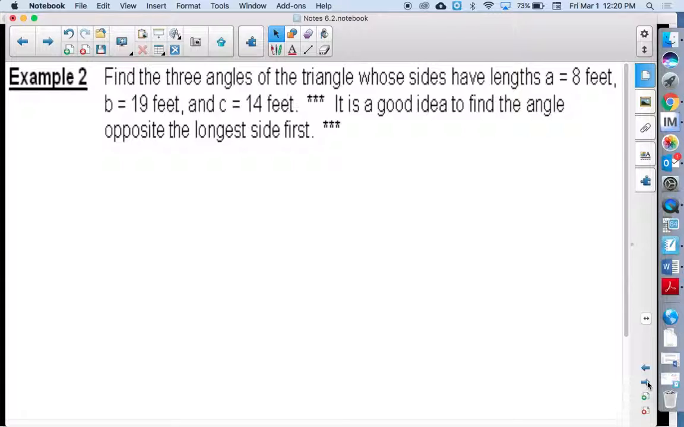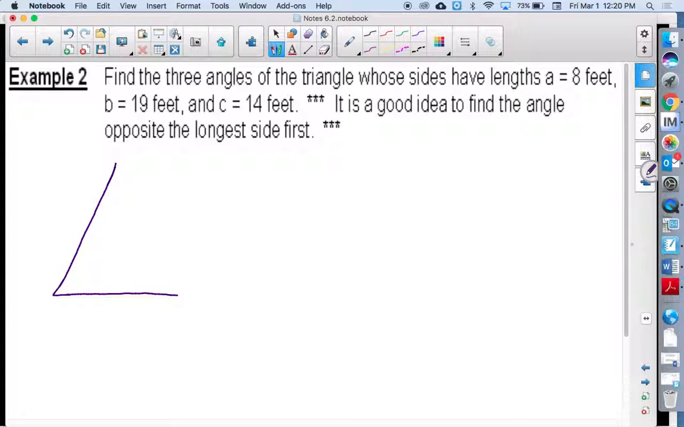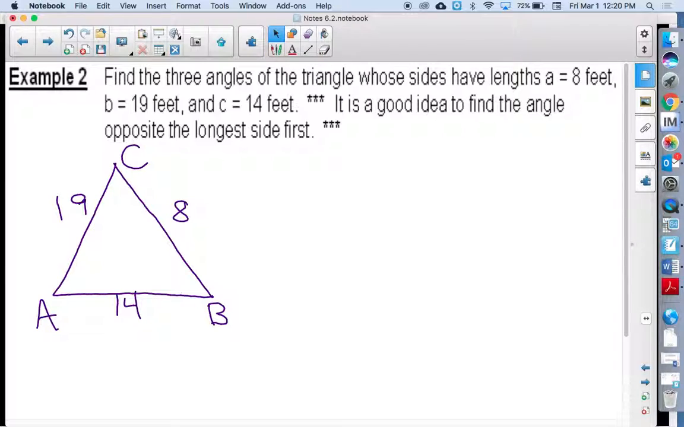So if you don't want to draw the diagram, you don't really have to for this, but sometimes a visual helps. We don't know if it's acute or obtuse right now, so you just have to draw yourself a regular triangle. A is 8, B is 19, C is 14. So we're going to find angle B first because 19 is the largest side, which is side B.